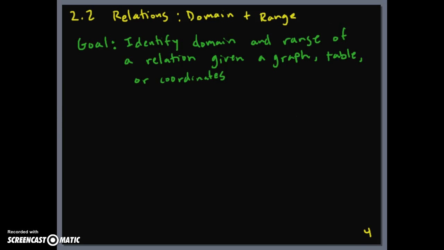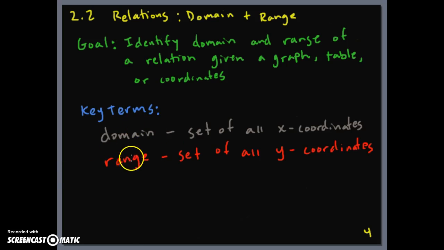So what's the goal today? The goal today is to be able to identify domain and range of a relation given either a graph, a table, or coordinates. So we're going to be given all three of these today, and our goal is to figure out what the domain or the range is.